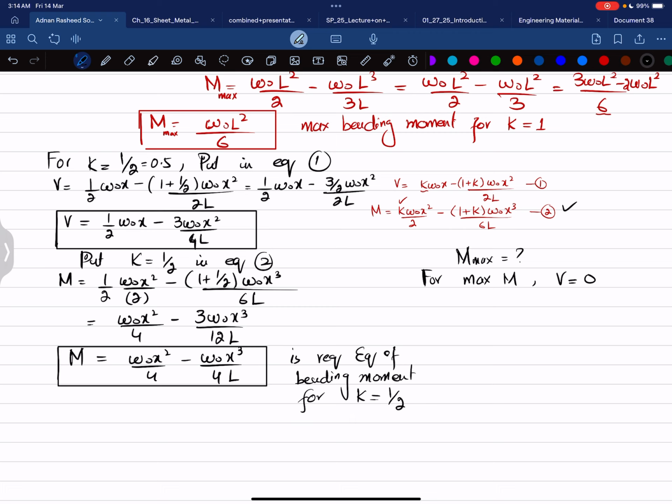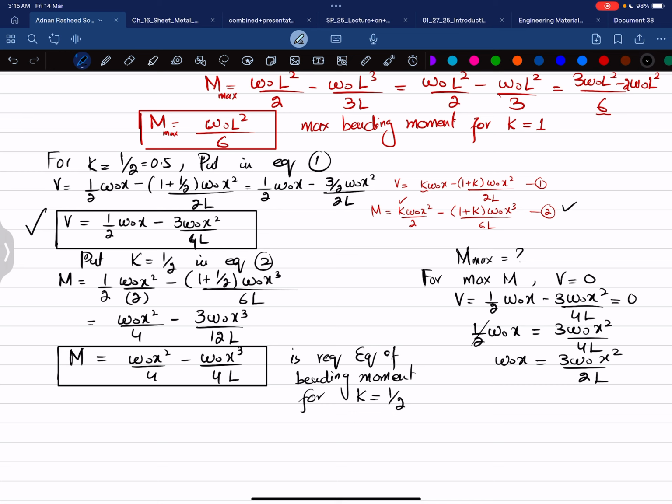So make this equation V is equal to 1 over 2 W naught X minus 3 W naught X square over 4L is equal to 0, because it will give you the location where shear force is equal to 0, and then at that location the bending moment will be maximum. So what we can write is that 1 over 2 W naught X is equal to 3 W naught X square over 4L. So this 1 over 2 will cut with this, so it will be W naught X is equal to 3 W naught X square over 2L.